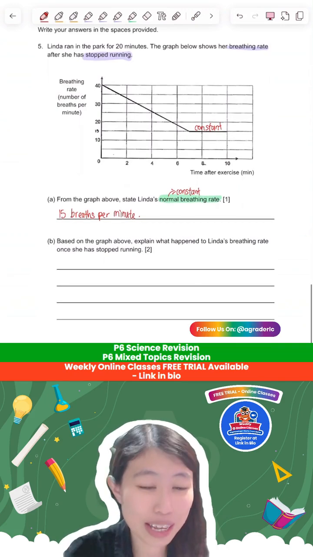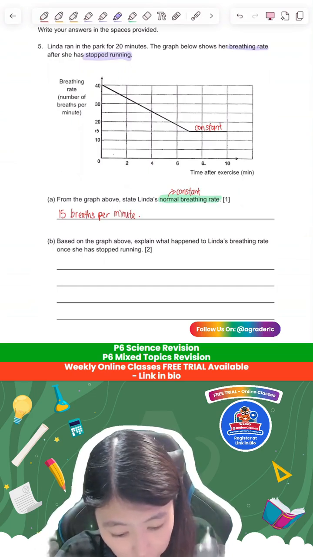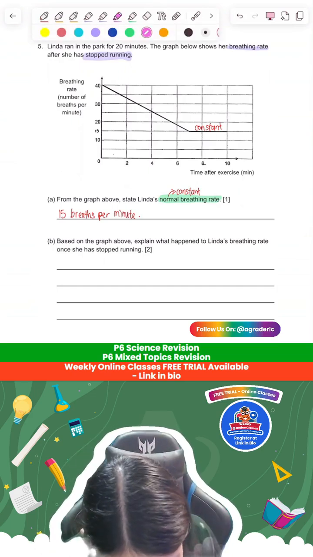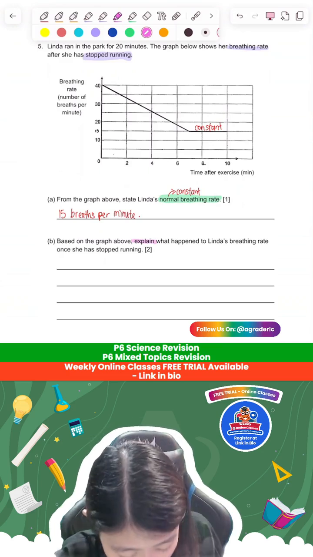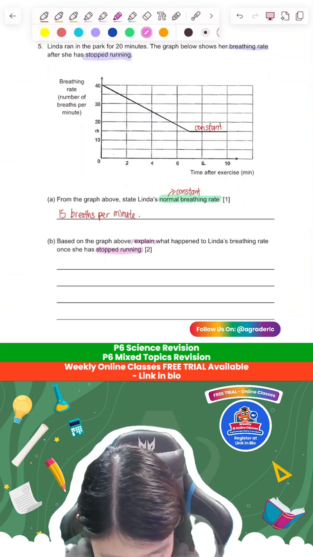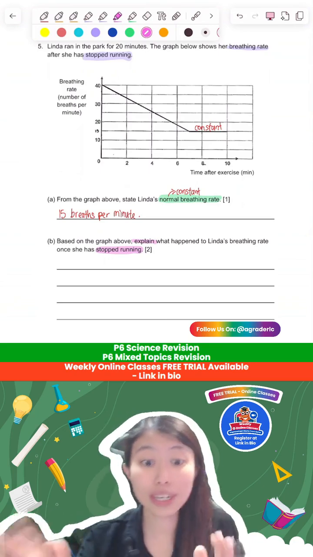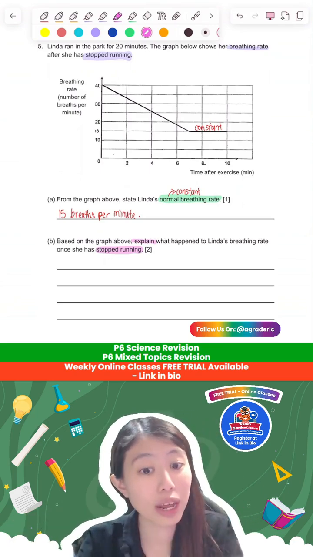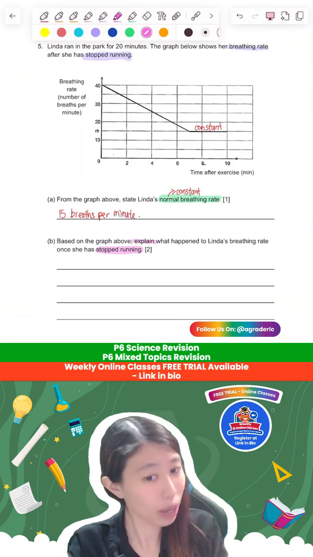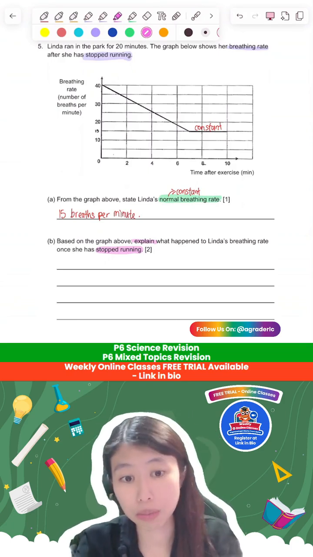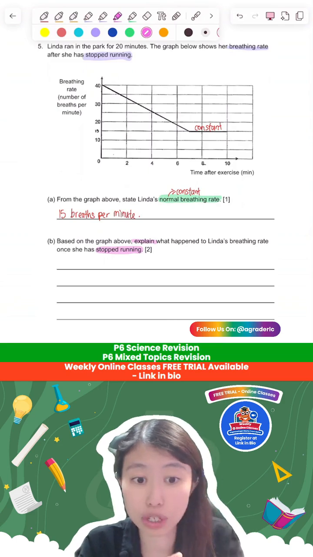Okay everybody, let's look at B. They say, based on the graph above, we have to explain. I'm gonna highlight: explain what happens to Linda's breathing rate once she stopped running. Usually you'll notice this question is a bit different from the normal question that you get. Usually they ask what happens to the breathing rate when the person is exercising, jogging, swimming, etc. But now this question is asking, explain what happened to her breathing rate when she stopped running.